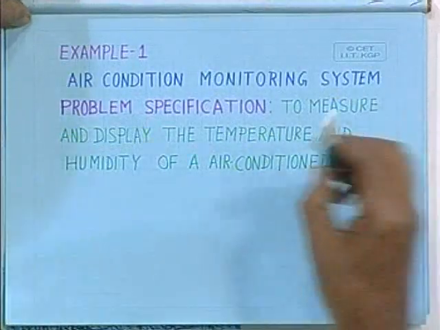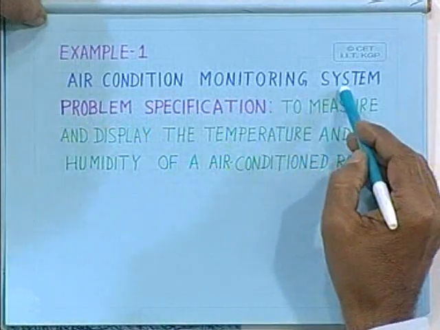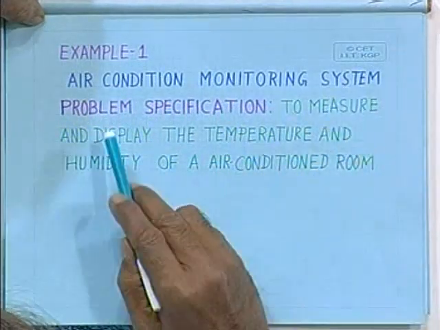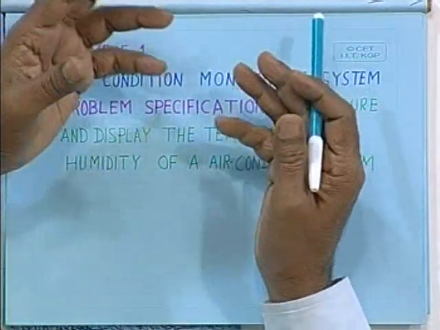And in the last lecture, we have discussed the various development aids and troubleshooting techniques that you require in building a complete application. So let us consider the examples. The first example that we shall take up is an air condition monitoring system. Nowadays, almost everywhere you will find an air conditioned room. Even in your house, you may have an air conditioned area.